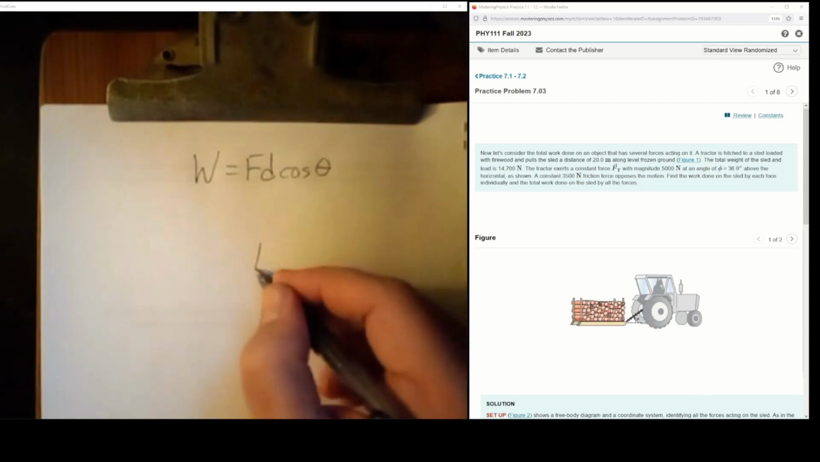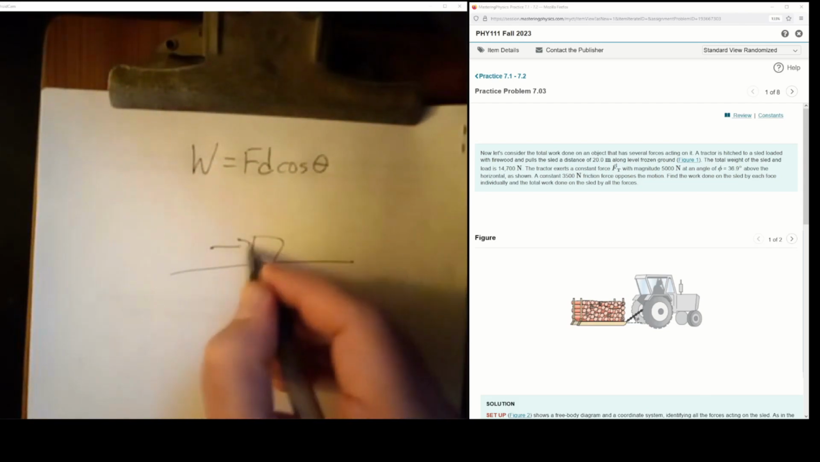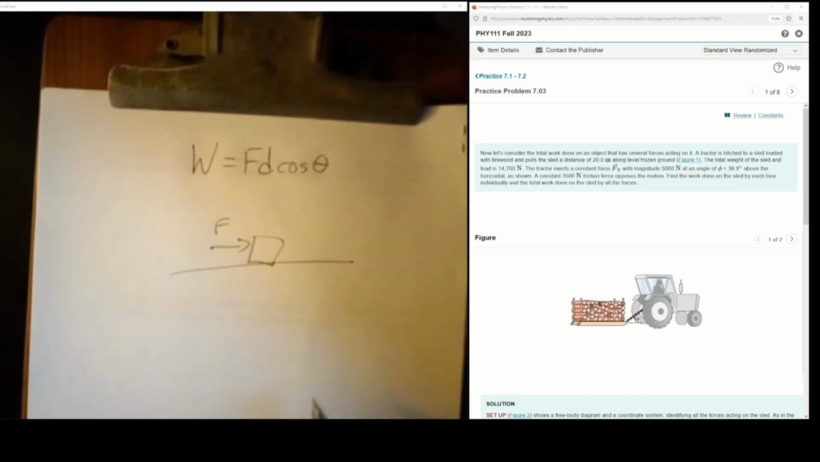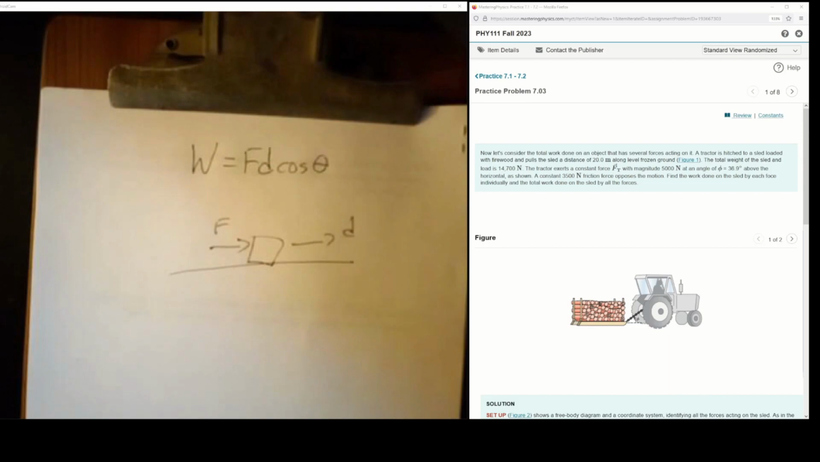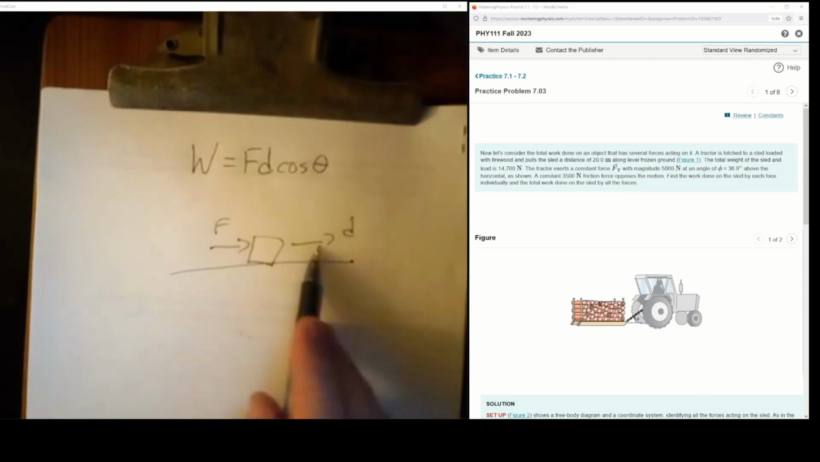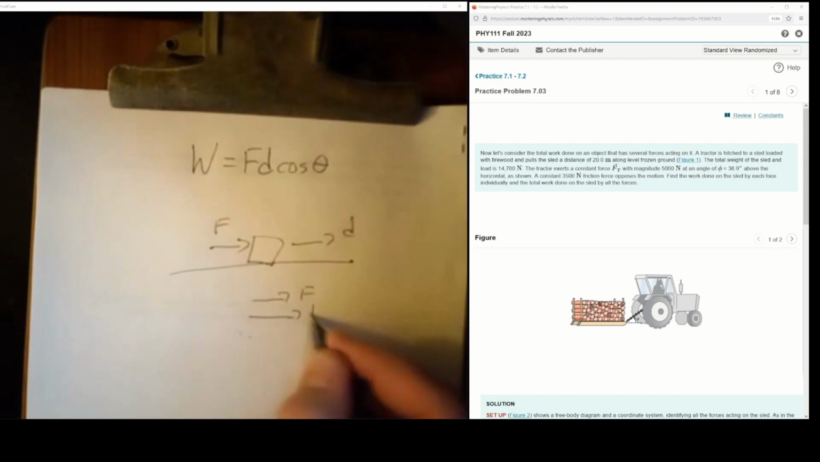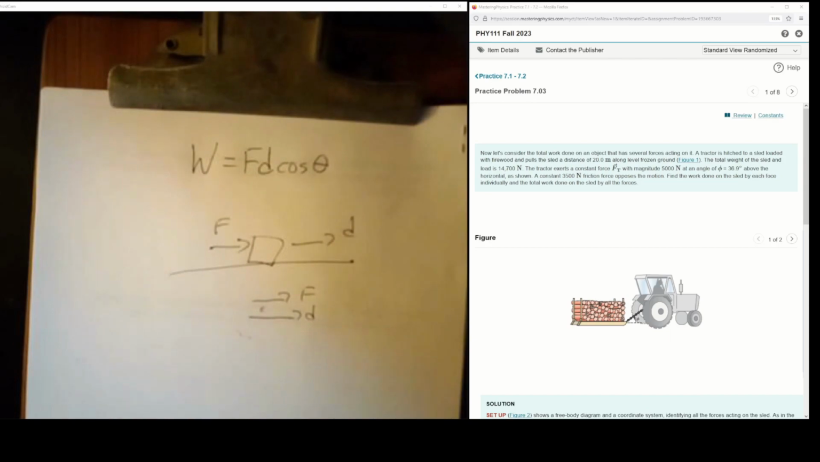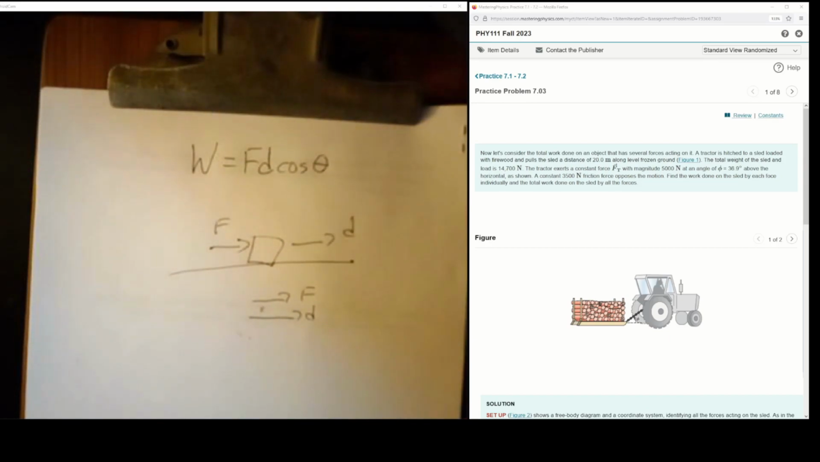So let's say I have my object here on some surface, and if I push it with this force, it'll then travel this distance direction. To get the angle, we want to put these two vectors tail to tail. And if we do that, there's zero angle here. And so cosine 0 would give us a 1.